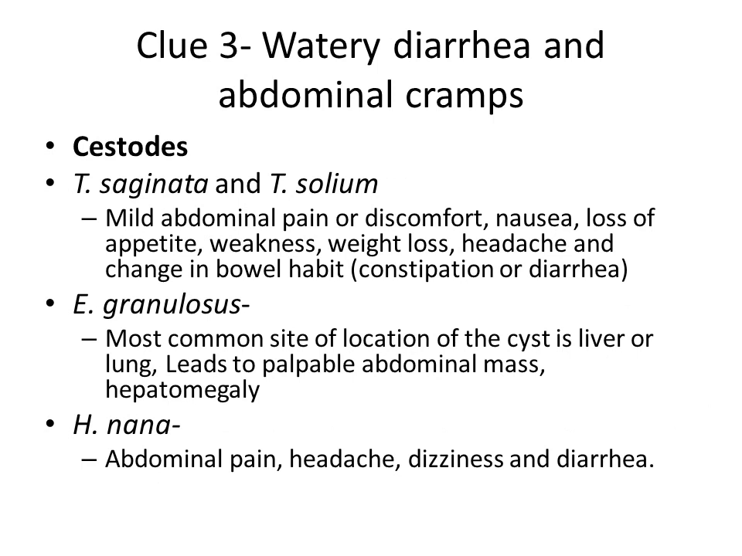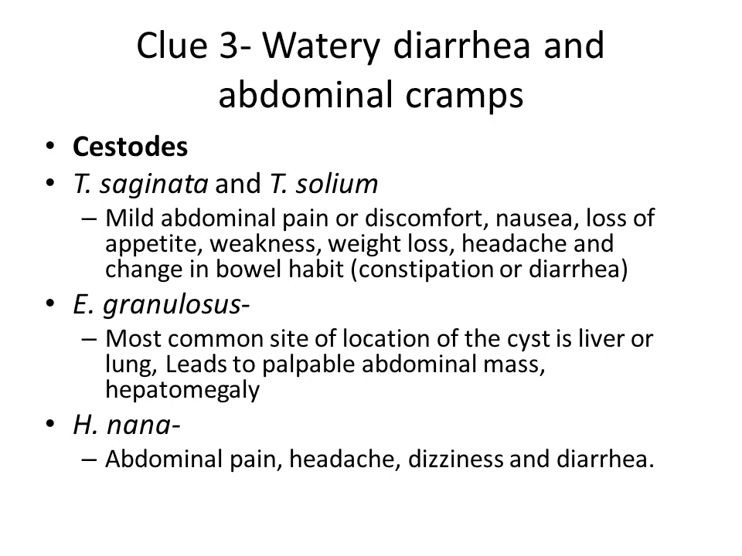When we consider cestodes, Taenia solium and Taenia saginata produce mild abdominal pain or discomfort, nausea, loss of appetite, headache, and sometimes changes in bowel habit, that means constipation or diarrhea. When we consider Echinococcus granulosus, the most common site affected by this parasite is the liver or lung. It leads to a palpable abdominal mass and hepatomegaly. A palpable abdominal mass means swelling of the abdomen.